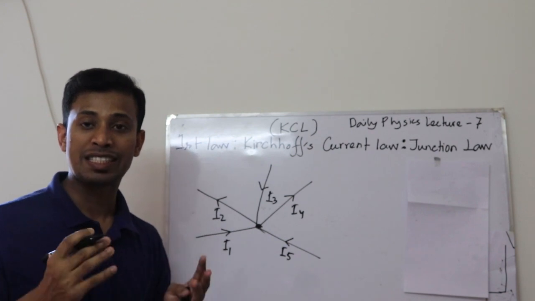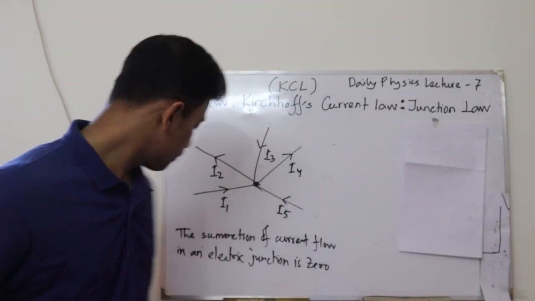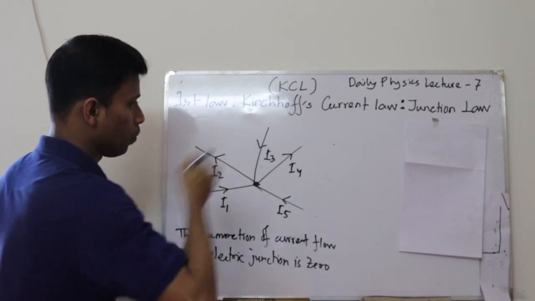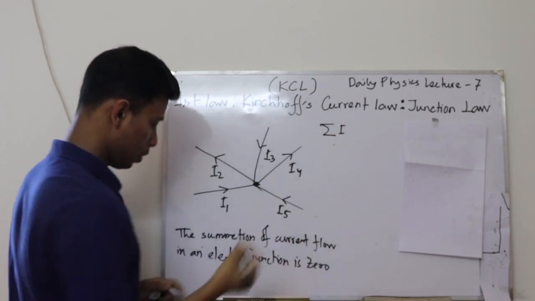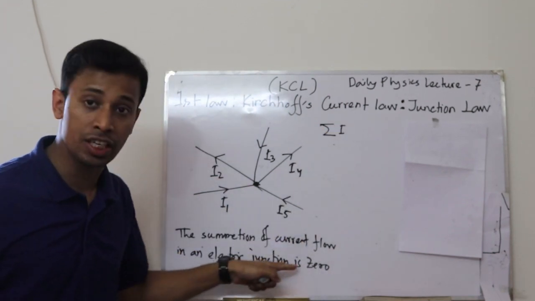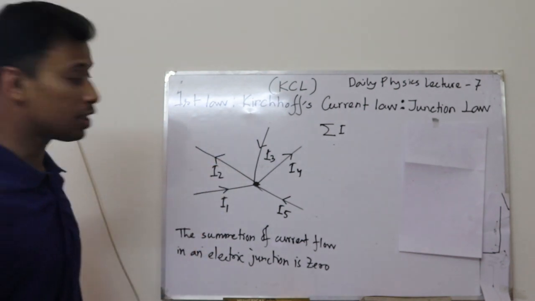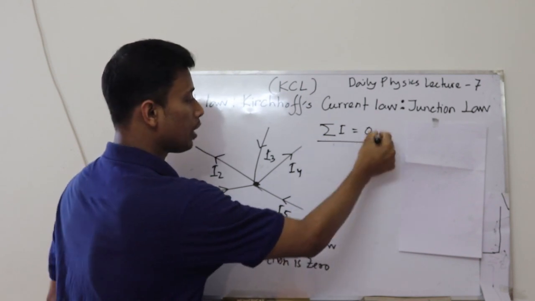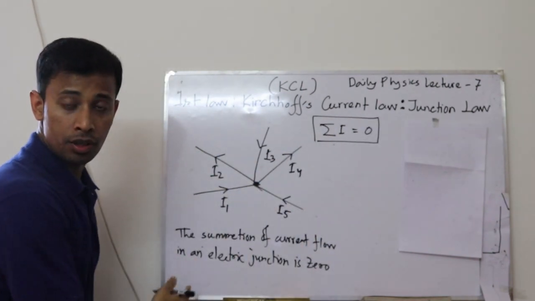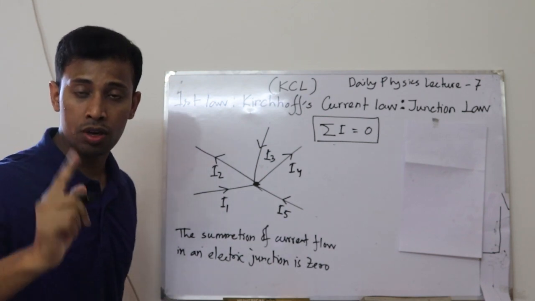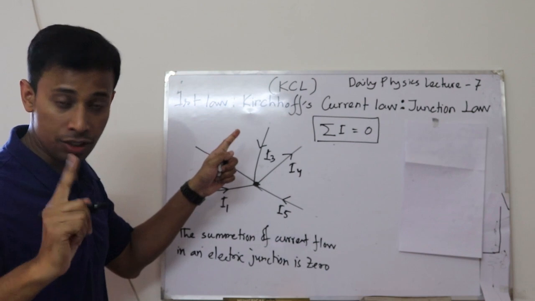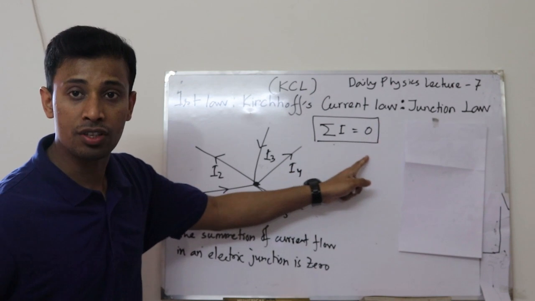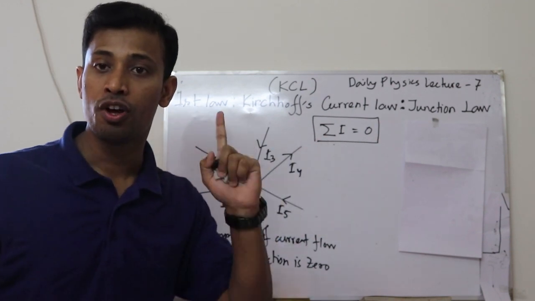Then Kirchhoff said that the summation of current flow in an electric junction is 0. So in an electric junction, the summation of current flow, that means summation of I, is equal to 0. This is the statement. If the question asks you to state Kirchhoff's first law, then you have to write this statement, not the other statement. So summation of I is equal to 0. That's the mathematical expression of Kirchhoff's first law.